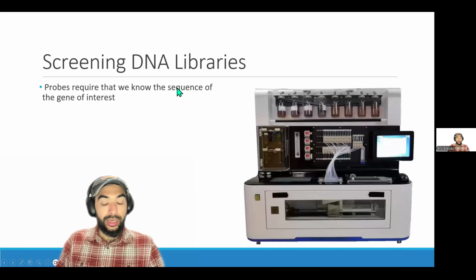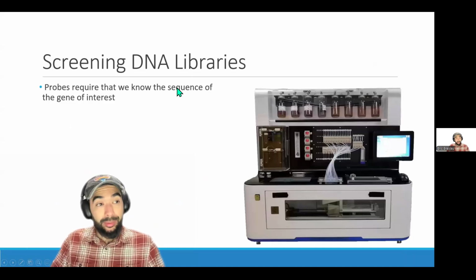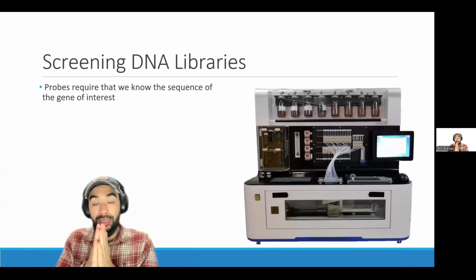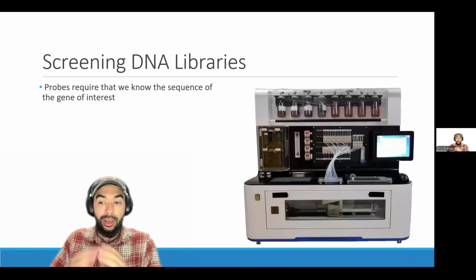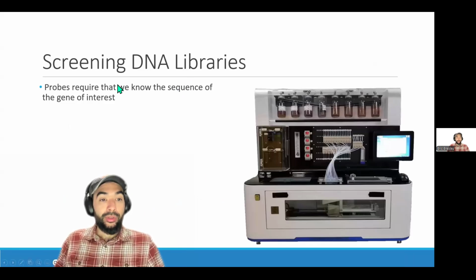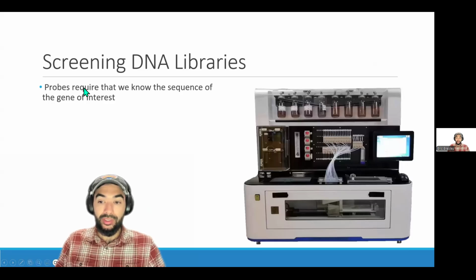Okay. And so again, probes are kind of like primers in a way in that they bind to sequences of interest through complementary base pairing. And so we need to know the sequence of interest if we're going to run a probe. And so how do we know the sequence of interest? How do we know the actual sequence of DNA?